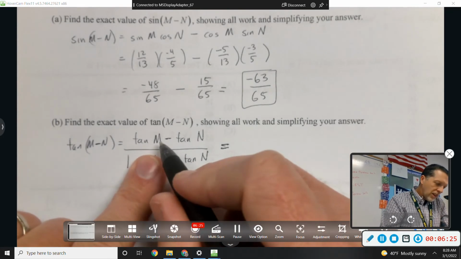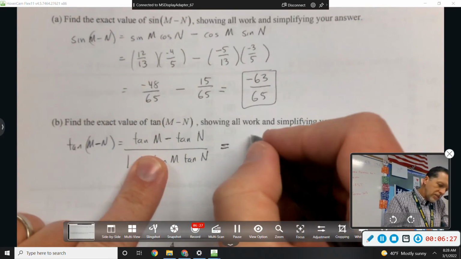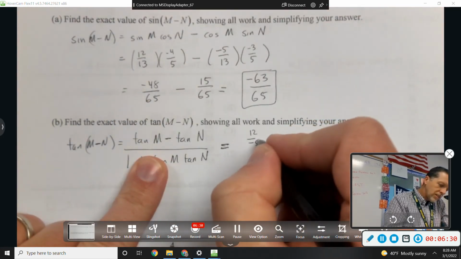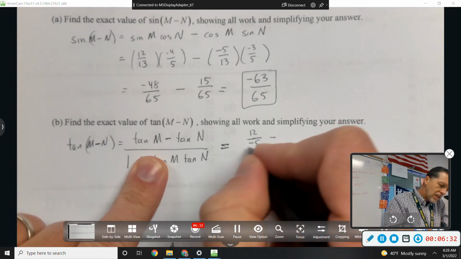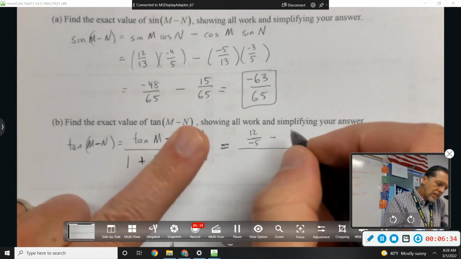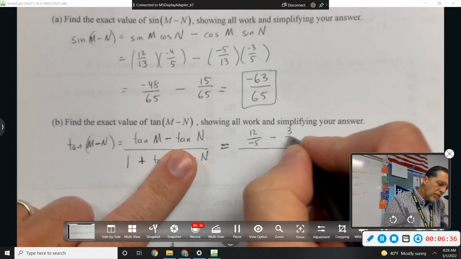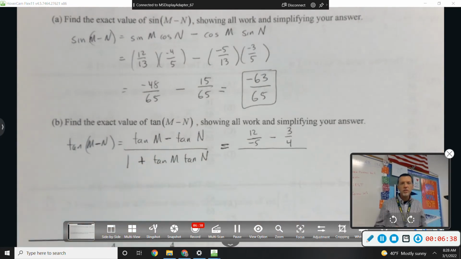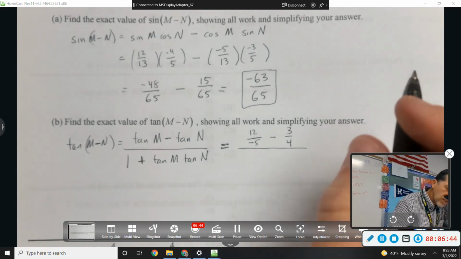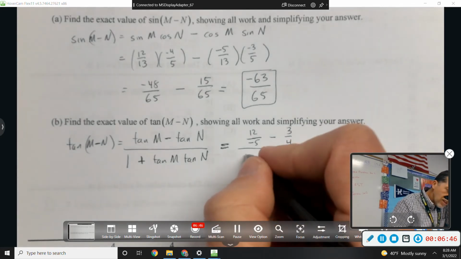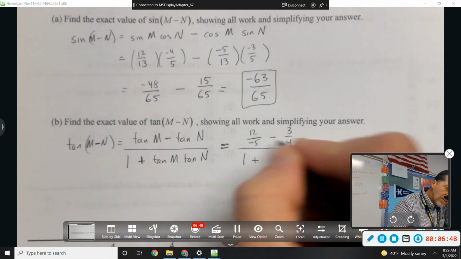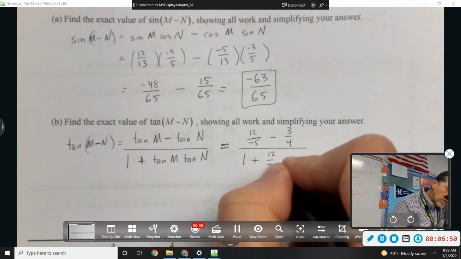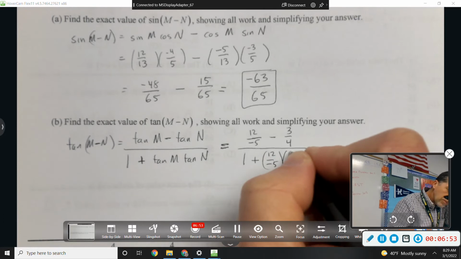Okay, tangent of m. So opposite over adjacent would be negative 12/5. Minus tangent of n would be 3/4. And good, let's just call it positive 3/4. It's negative 3 over negative 4, but there's enough signs to keep up with. Let's just make it 3/4. Over 1 plus those same values. 12 over negative 5 times 3/4.